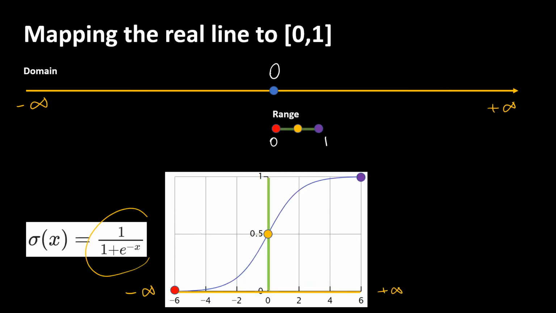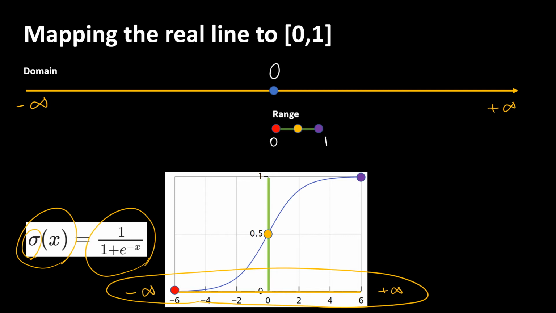The introduced function does the job and has a name and a special symbol, sigma, for its representation. It is called a sigmoid function and is denoted by sigma of x. Its domain starts from negative infinity to positive infinity, which covers all the real line. Also, its range is the closed interval from 0 to 1. Notice that at x equals 6, we almost get 1, and at x equals negative 6, we get 0. Also at x equals 0, we get 1/2, which is what was desired.